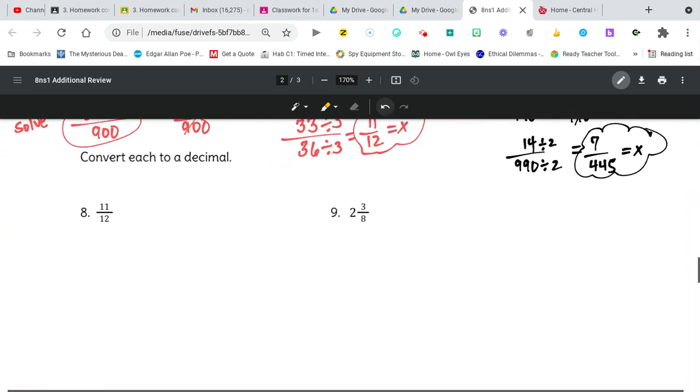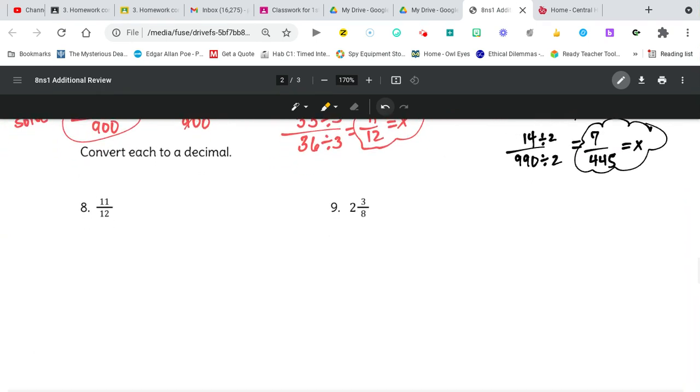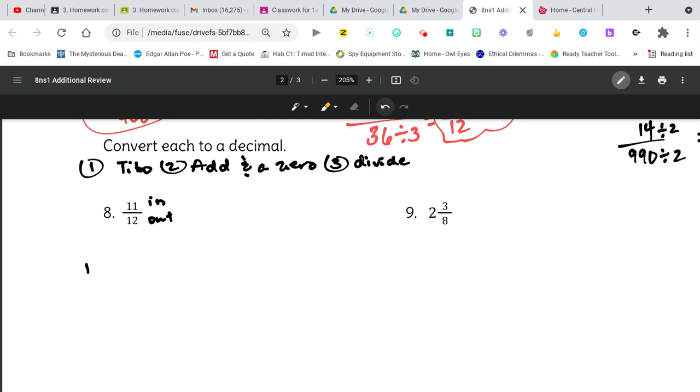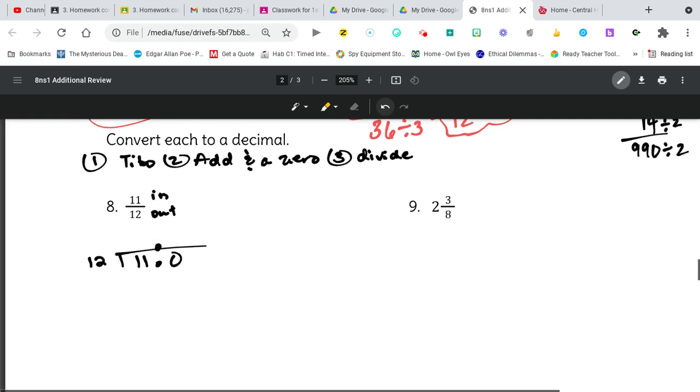All right, so let's go into converting each to a decimal. To convert these to a decimal, number 1, you T-bow, and then you add a decimal and a 0, and then you just continue to divide it on out, okay? So top and bottom out, guys. This is easy. It's just a recap of what we did last week. Then I'm going to add a decimal and a 0, bring a decimal up, and then we can start dividing.